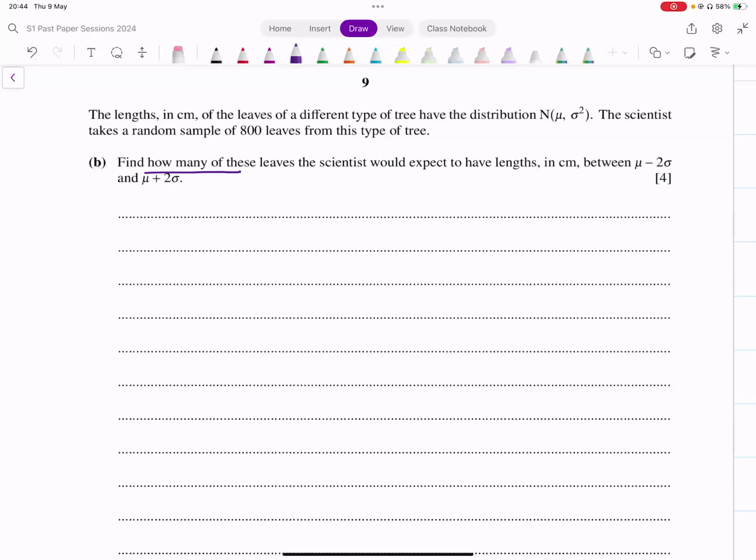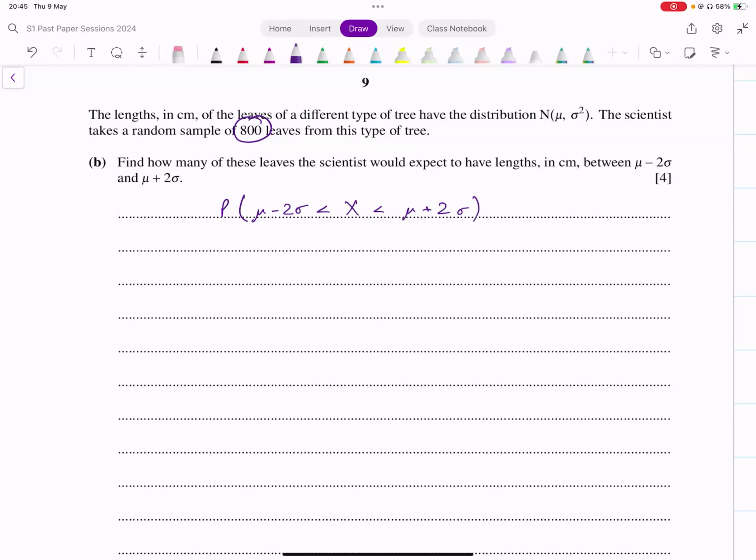Okay, so let's find first, so 800 leaves. You're taking a sample of 800 leaves. What's the expected number for the leaves that have lengths between these numbers? Let's find the probability for the length being between these numbers for one leaf, first of all, and then we can multiply that by 800. Let's talk about one leaf for the beginning. What's the probability of the length of one leaf being between mu minus 2 sigma? That's the smaller number, right? That should be on the left side. And mu plus 2 sigma.